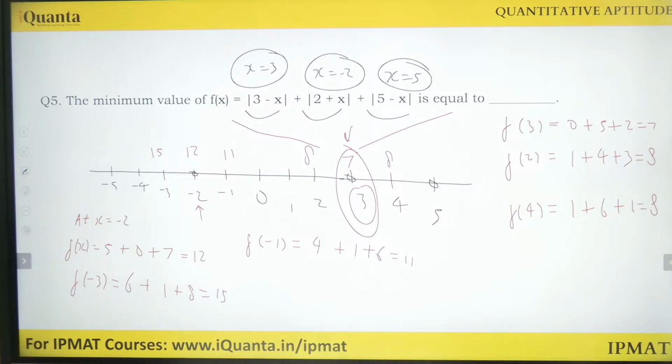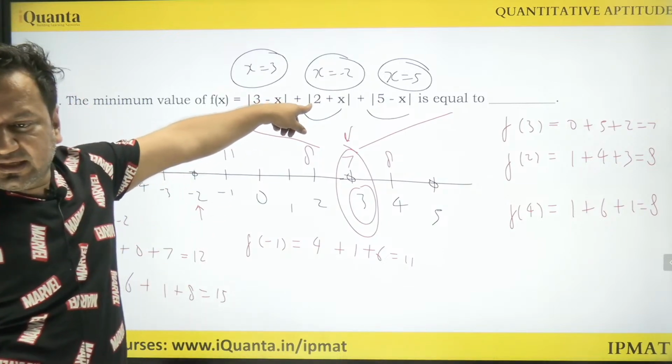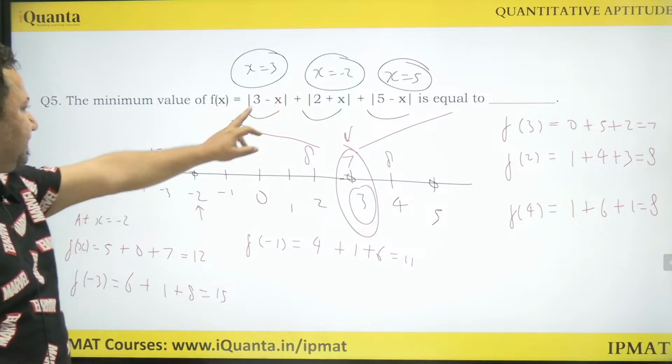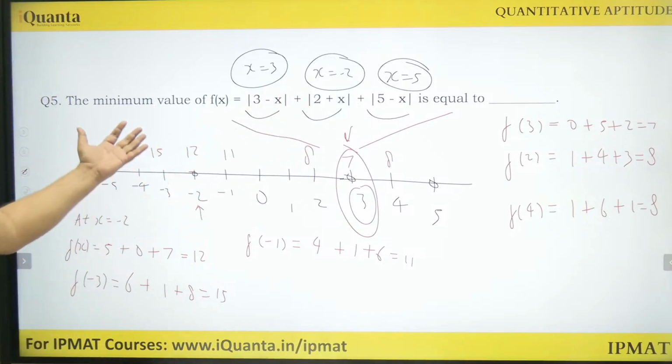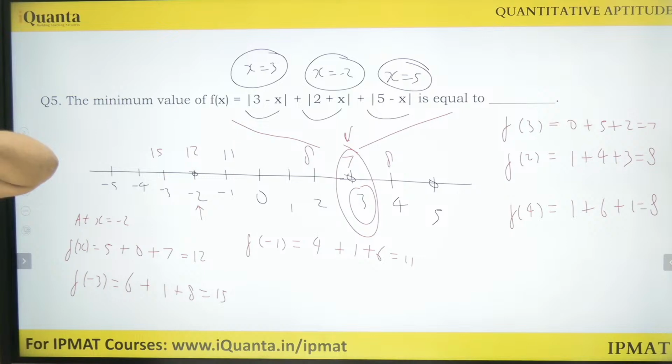Dushyant, which one? No, it won't be minus, Dushyant. There's a mod. So when there is a mod, Dushyant, things become positive. Isn't it? Right, there's a modulus there.